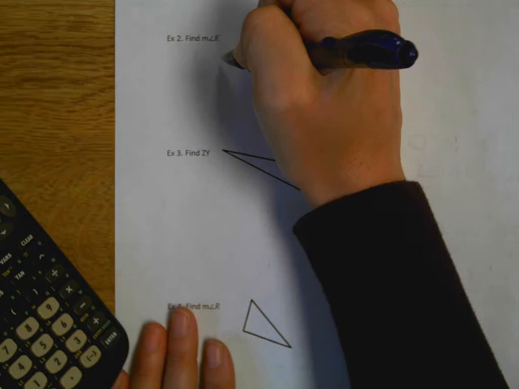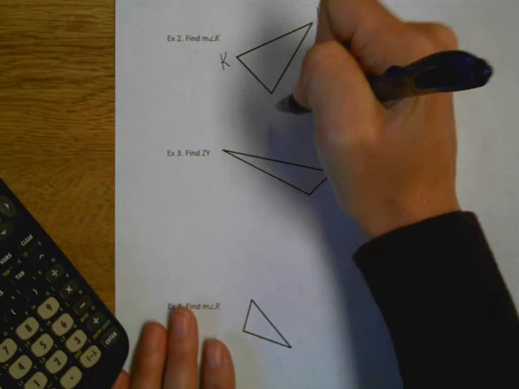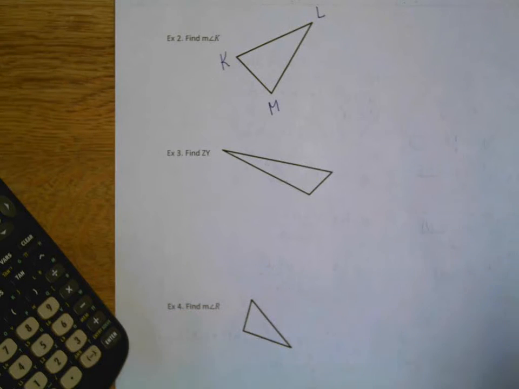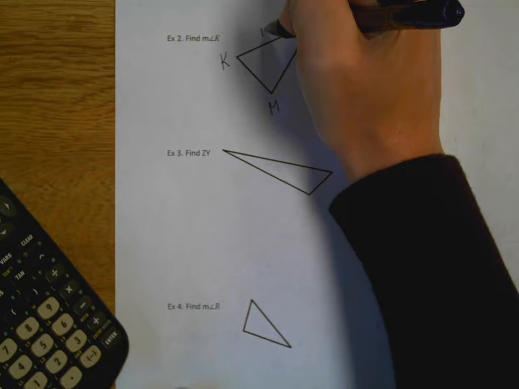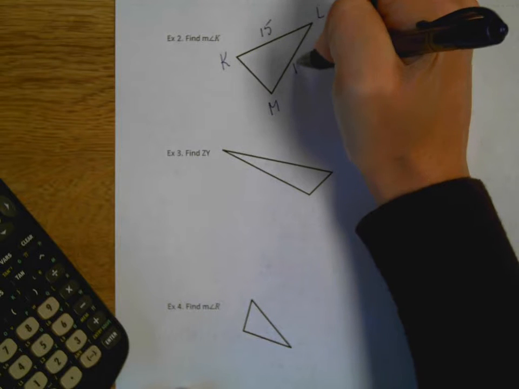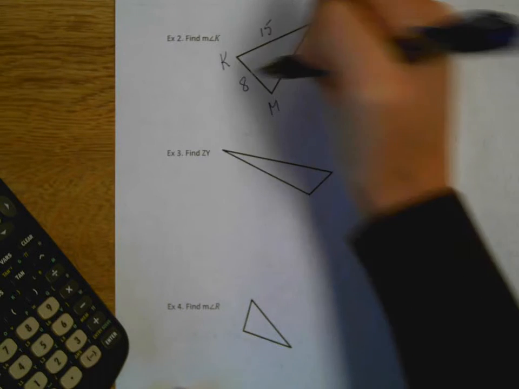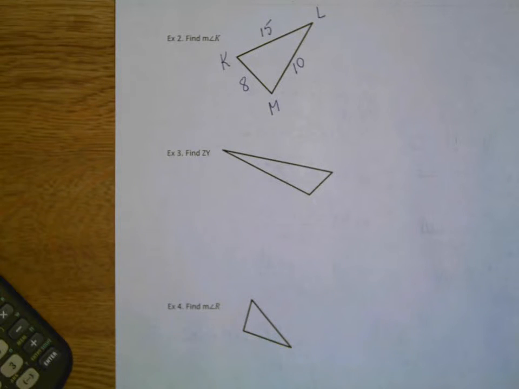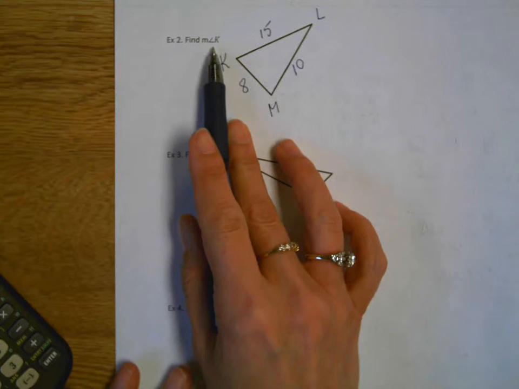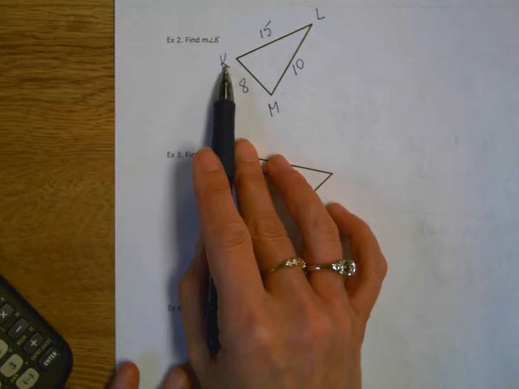Okay. K, L, M. We've got 15, 10, and 8. What three parts do I have? Side, side, side. That tells me I have to use law of cosines. This time I'm asking you to find the measure of angle K.